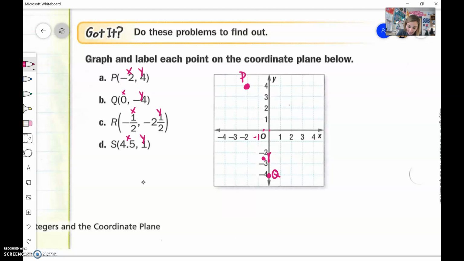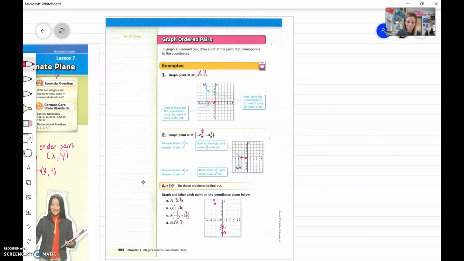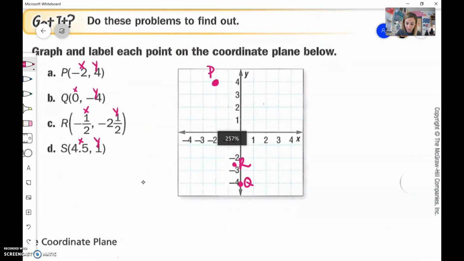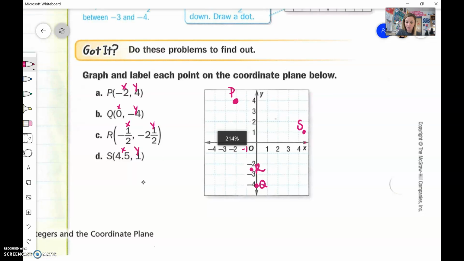Now, you're going to notice that that does not fall on any grid line, and that's okay, because we don't have them marked as halves on this coordinate plane. So it actually falls in between where all the lines are written and drawn, okay? And the last one, 4.5, so I'm over here, start at my place of origin. I'm going to go over to 4.5. Well, there's 4, so 4.5 I know is right here. So that's going to put me right here, and then I'm going to go up to 1, which is right there, and that's going to give me my point S.